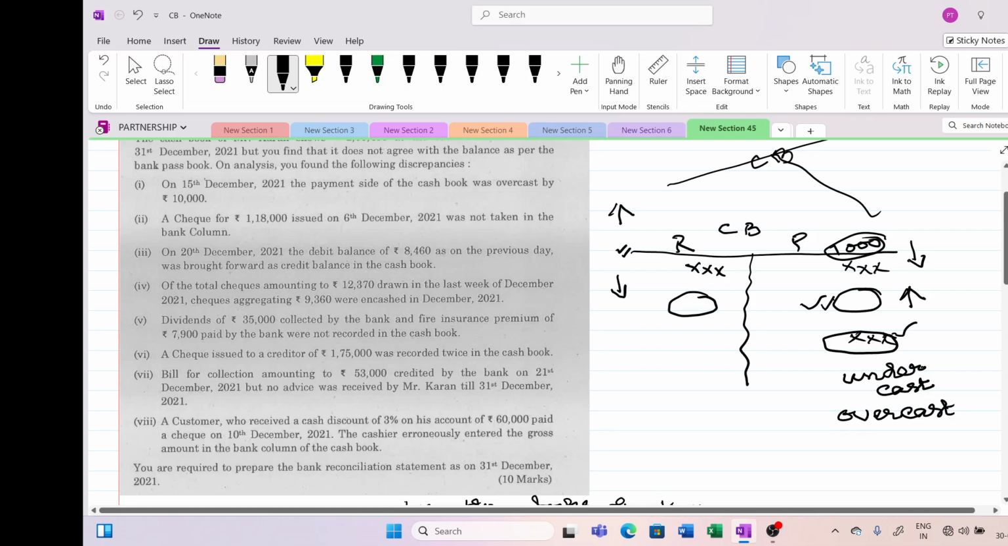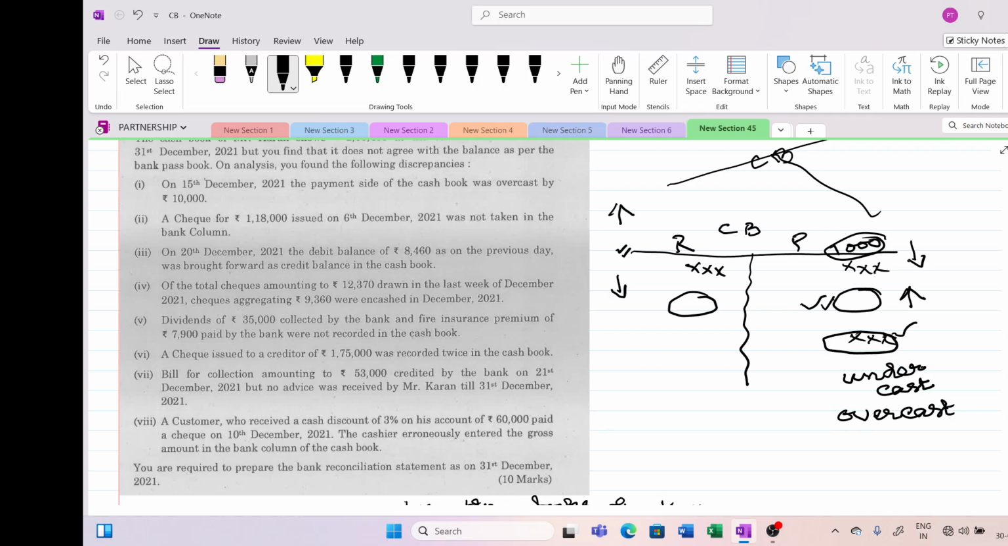You have forgotten to take one item to add. So that means that you are increasing your balance. If you are overcasting, if you are taking twice, the same thing. If you are writing something twice, or you are overcasting, it means you are decreasing your balance. Clear? If you forget to write, you are increasing the balance. If you are writing, you are decreasing the balance.